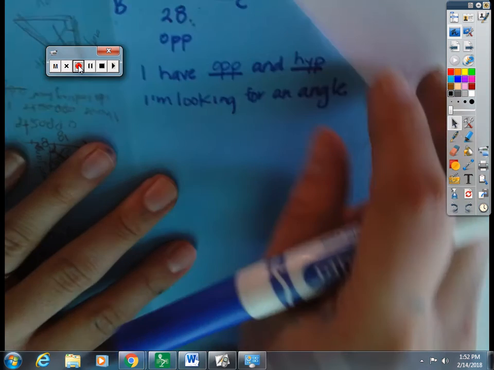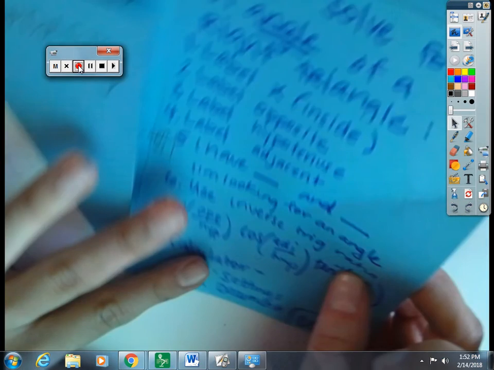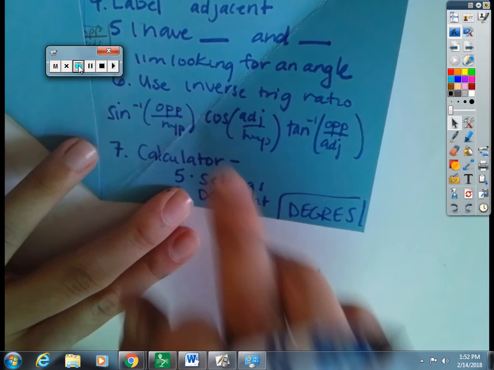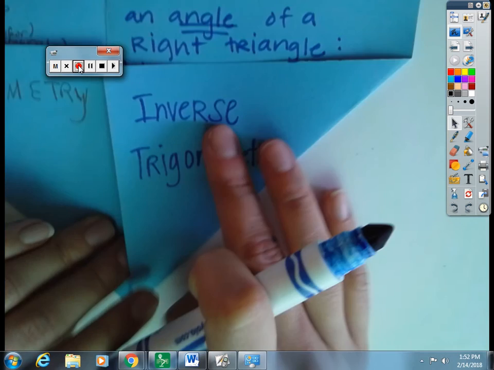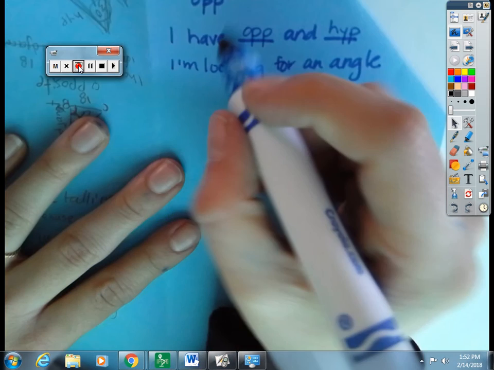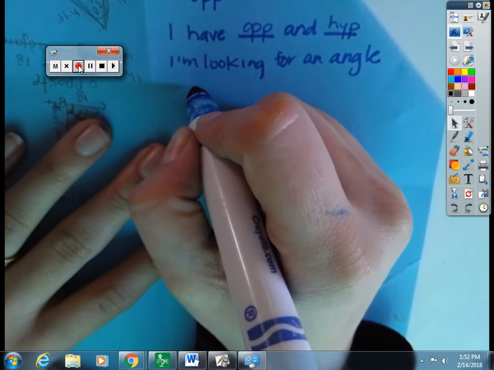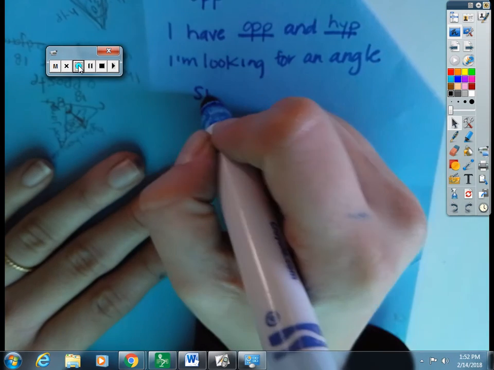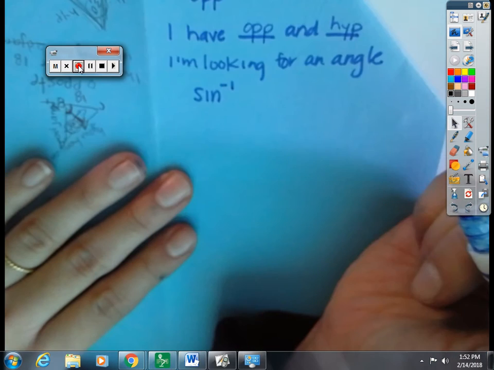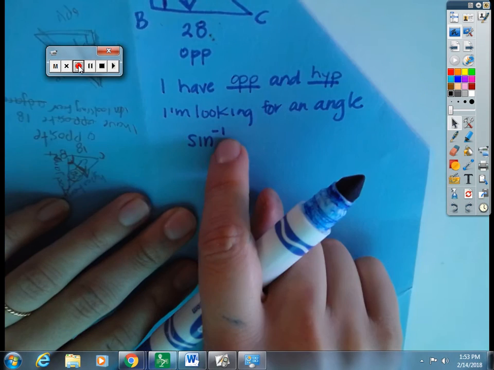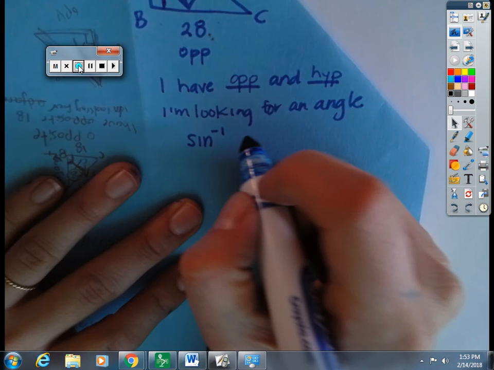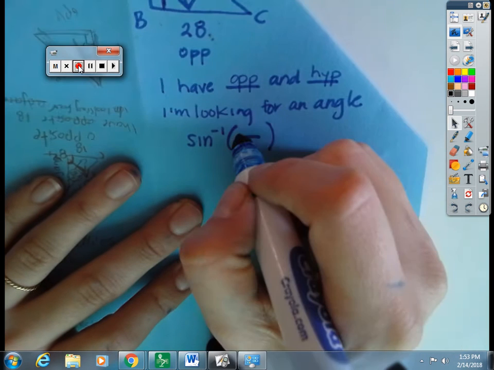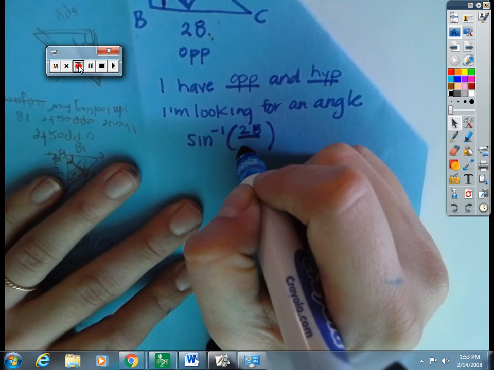Which one of the three should I use? Sine. You see how it has opposite and hypotenuse? So I'm going to use inverse sine, because we're looking for an angle. When we have the angle, we use the regular one. Inverse just means you use sine to the negative 1. That's that little -1. It's like undoing the sine. So in here, I would put the opposite, which is 28, and the hypotenuse, which is 40.